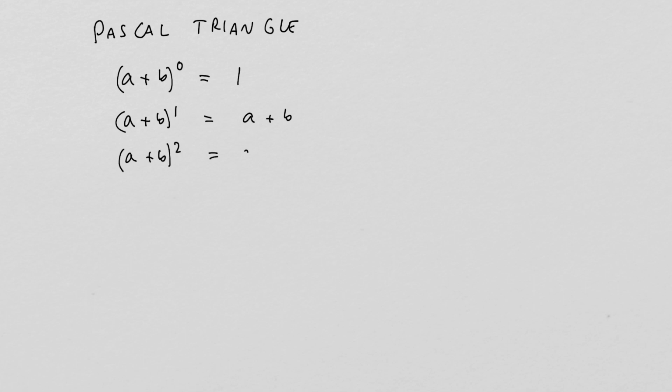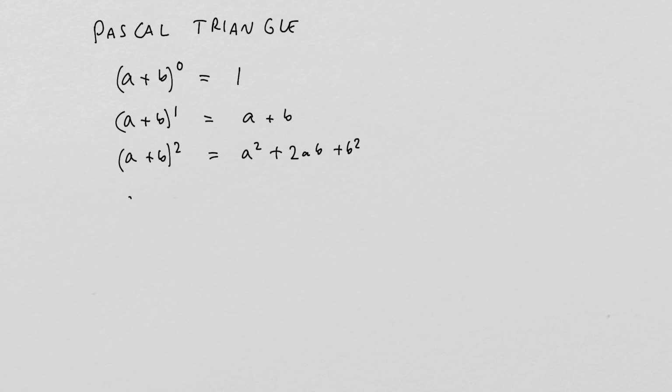Let's talk about the Pascal triangle. If we have (a + b) to power 0, then because any number to power 0 is 1, we get 1. (a + b) to power 1 is just a + b. (a + b) to power 2 is, we can do the calculations and we will get this.